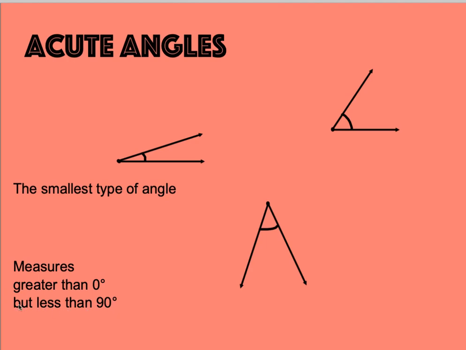But an acute angle cannot go up to 90. It could be 89.99999 repeating, but it cannot be 90. So it has to be more than 0, meaning it could even be a decimal. It could be something like 0.5, could be 0.001, just cannot be 0. And it cannot be 90, it has to be less.